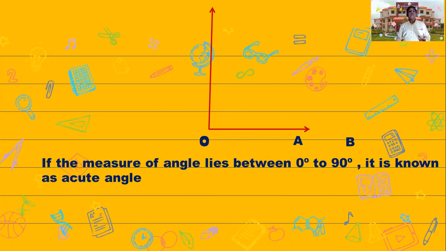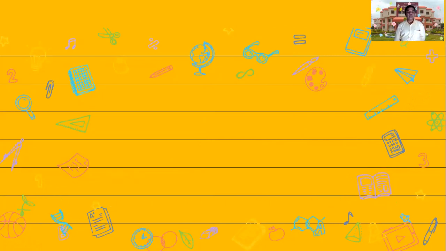So all the angles that fall in between 0 degrees to 90 degrees are known as acute angles. So if the measure of an angle lies between 0 degrees to 90 degrees, such angles are classified as acute angles. And the angle which has the measure of 90 degrees, such angles are known as right angles.